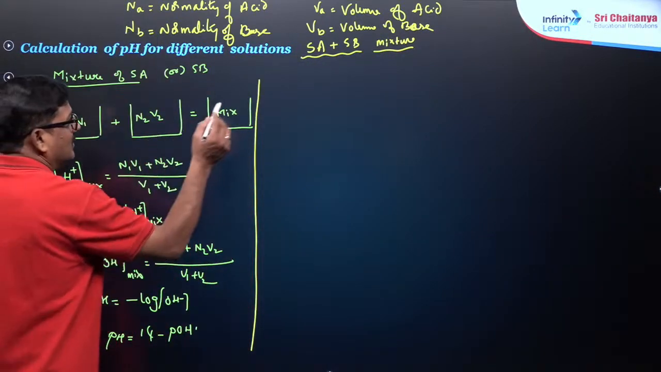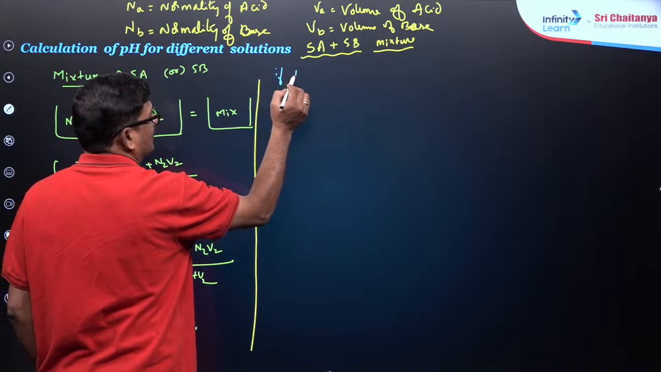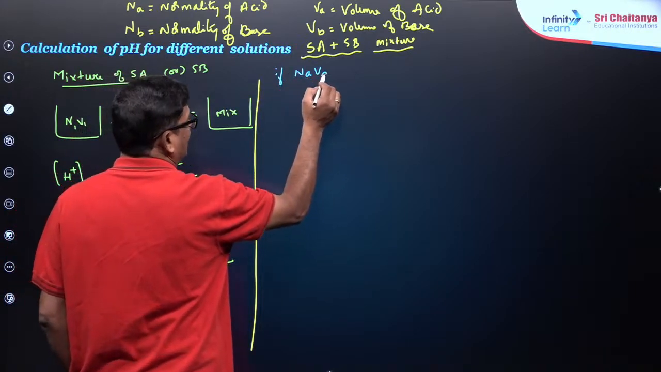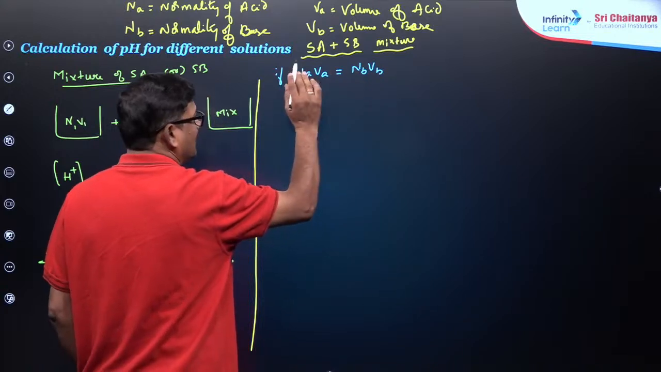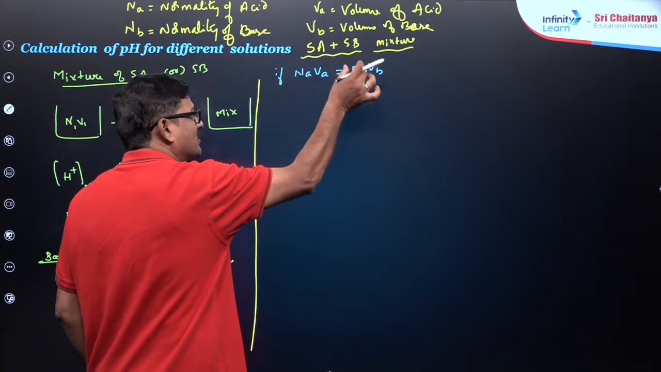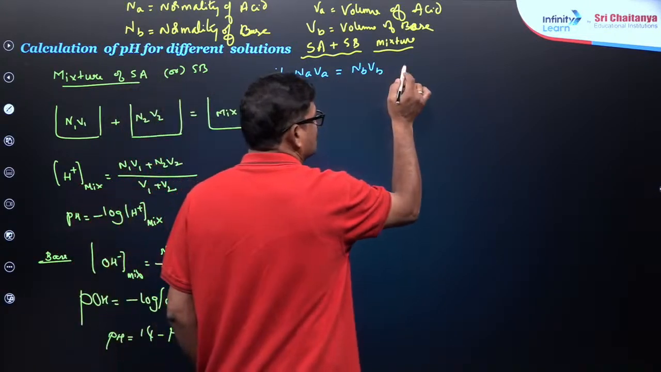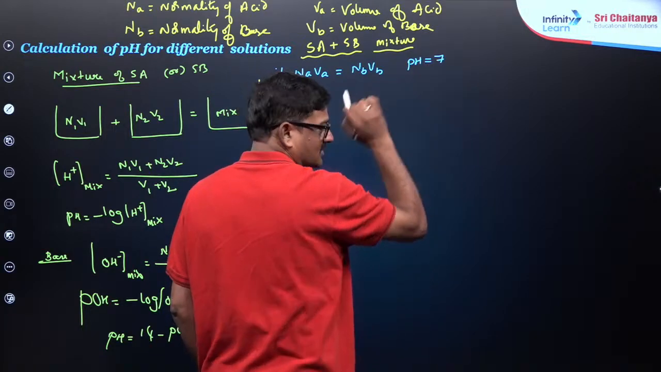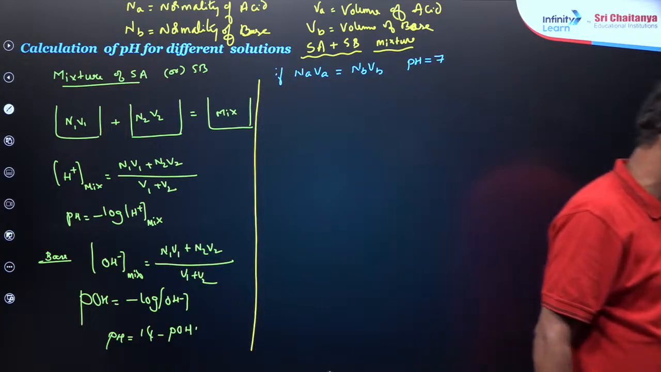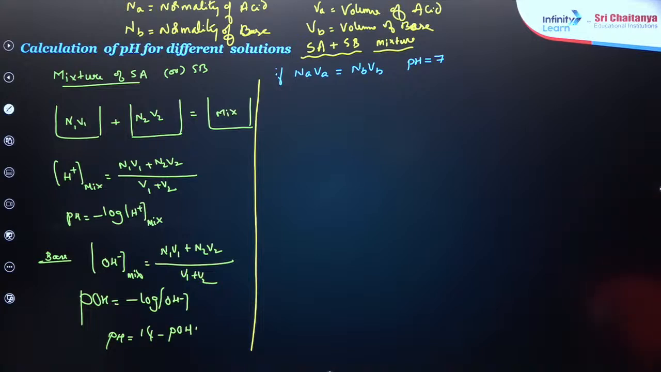Now here, if NaVa is equal to NbVb, ताकि a completely acid is going to kill the base, neutralization takes place, pH of the solution is going to be 7 because the reaction is completed, it is neutral. It is completely neutral. Okay.